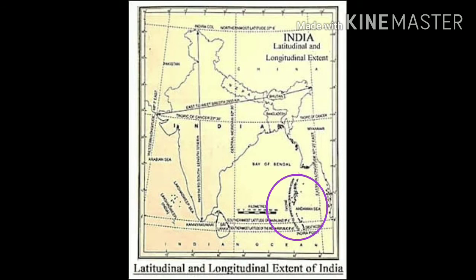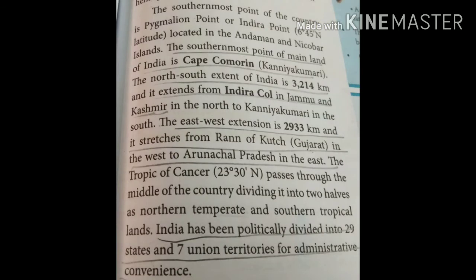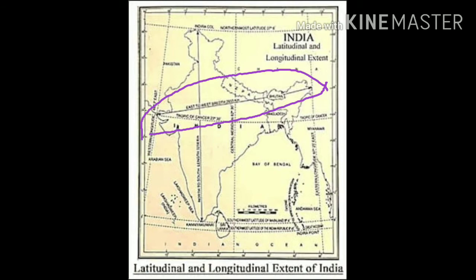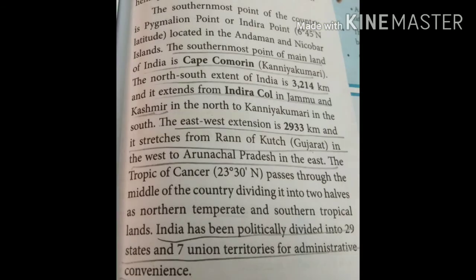The north-south extent of India is 3,214 km and it extends from Indira Col in Jammu and Kashmir in the north to Kanyakumari in the south. The east-west extent is 2,933 km and it stretches from the Rann of Kutch in Gujarat state in the west to Arunachal Pradesh in the east.